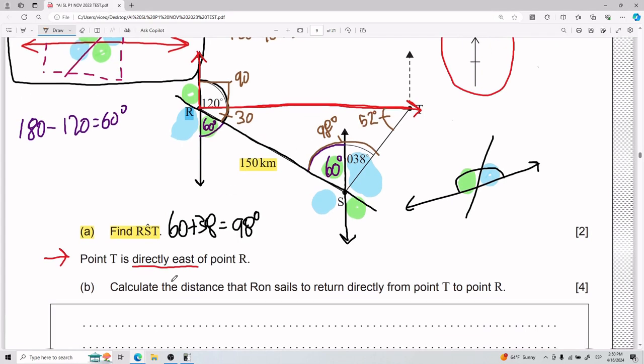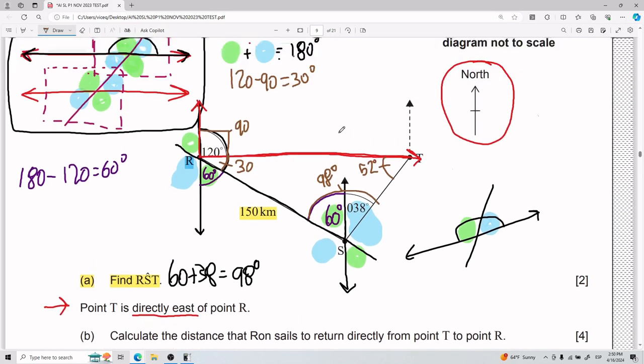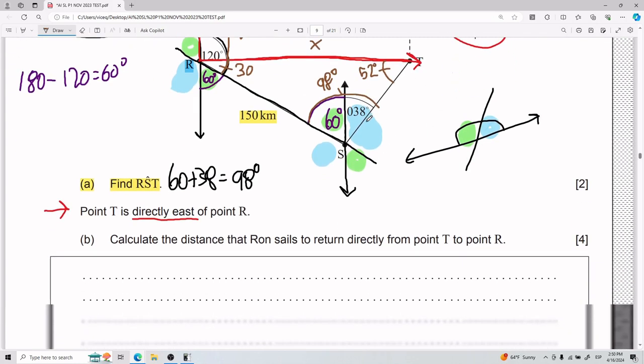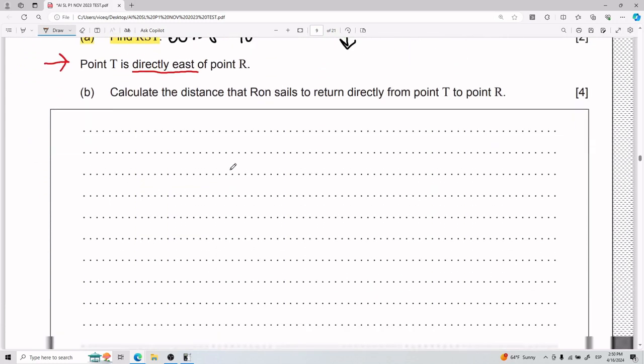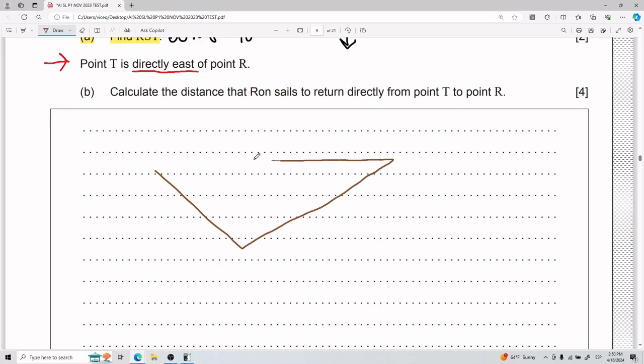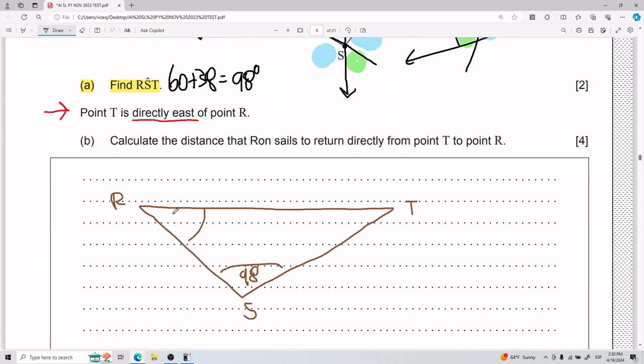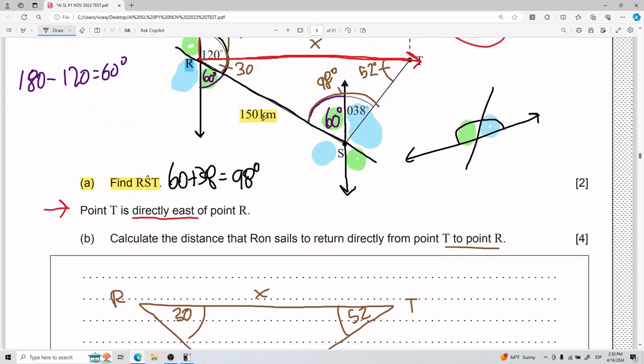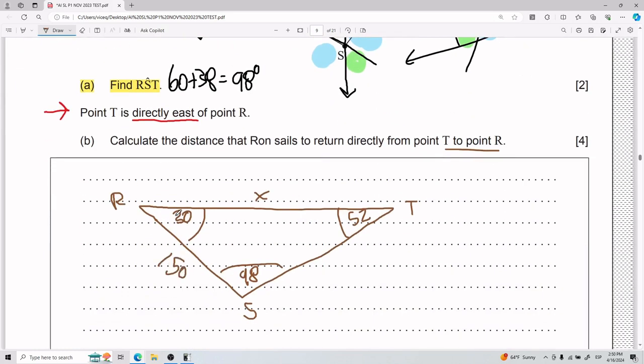All right. And we need to calculate the distance that Ron sails to return directly from point T to point R. So it's the distance of X of this whole red line. Now, I've been scribbling this diagram a lot, so let me just make a small summary down here. So if I make a small summary down here, what you know is that you have the points R, S, and T, and you have an angle here that is 98. You have an angle here that is 30, I think, yes. And you have an angle here that is 52. Last but not least, you need to find X from R to T, from T to R, and you know that this is 150.